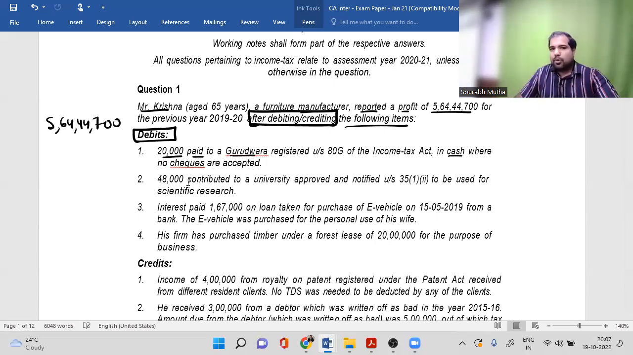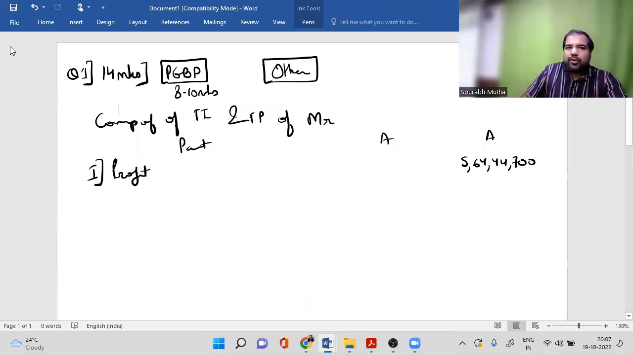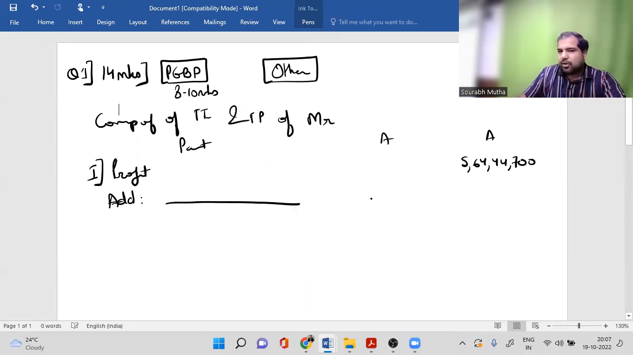Yes, so let's pull him out, guys. How will you pull him out? You will write add and you will explain, guys, that this one is not linked to business and hence it will be disallowed. And how much will you add? 20,000. Are we okay?